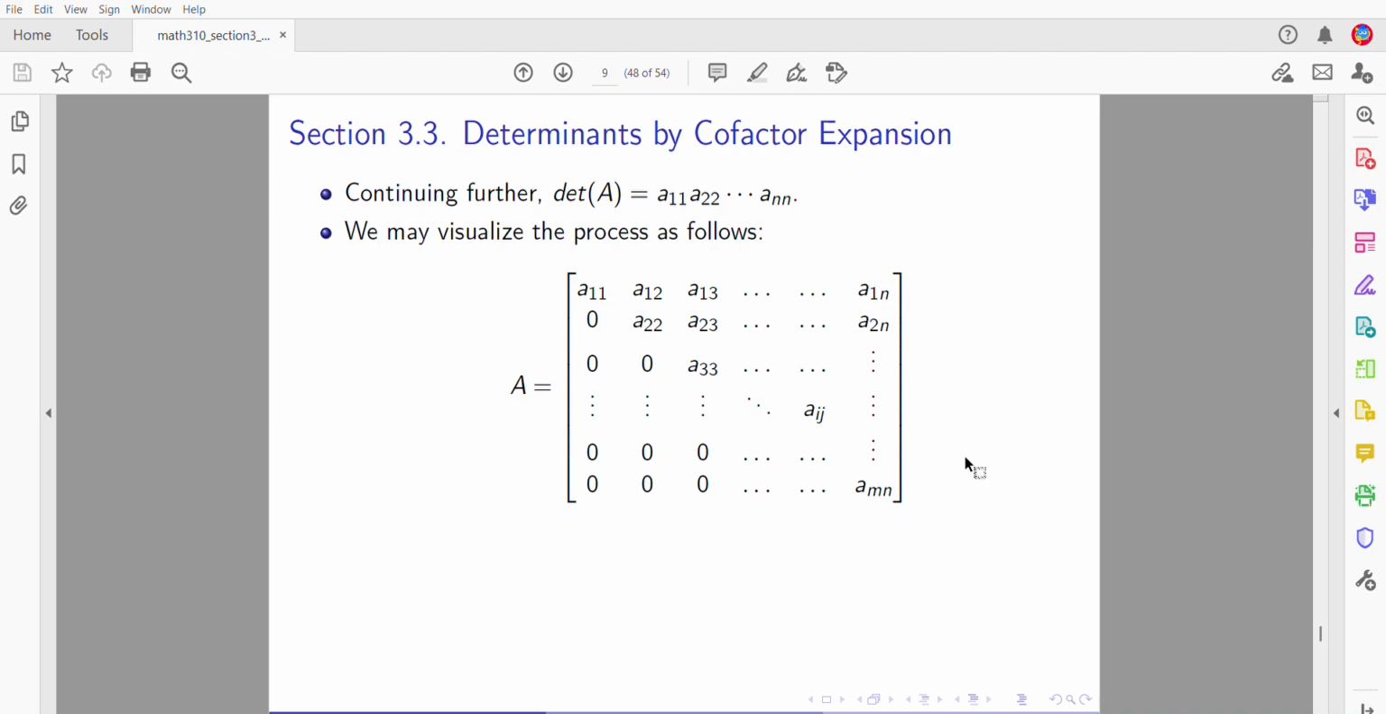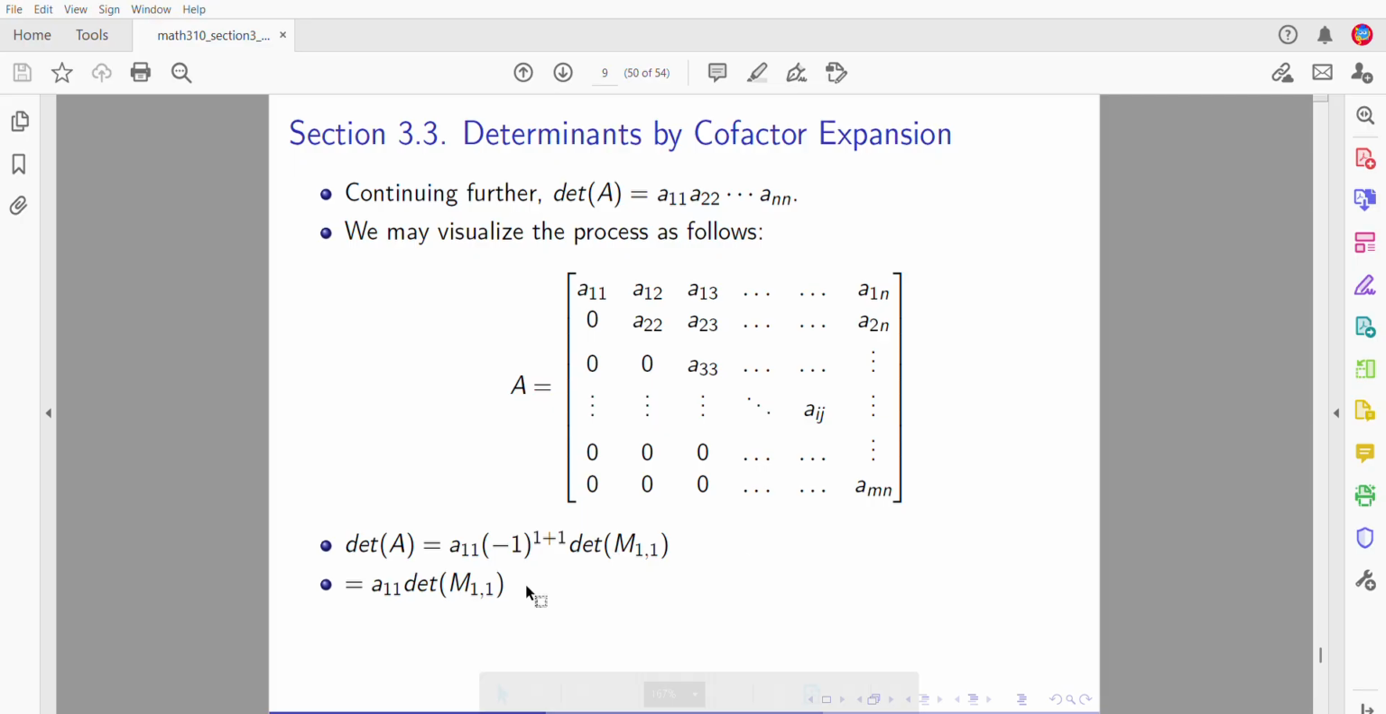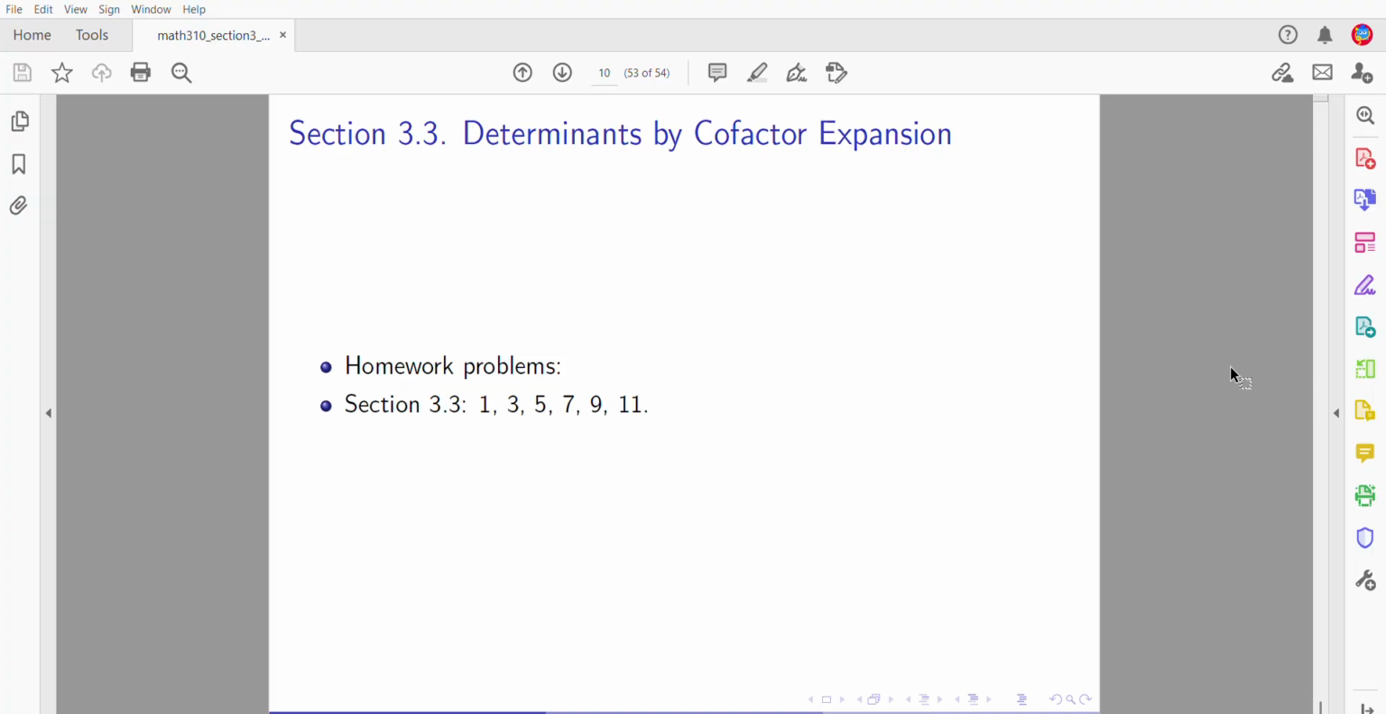Okay, so determinant of A is A11 times negative 1 to the power 1 plus 1 times determinant M11, that is A11 determinant M11, then A11 A22 determinant of the next smaller matrix, and keep going until you have only NN. It should be N here. It's a square matrix.